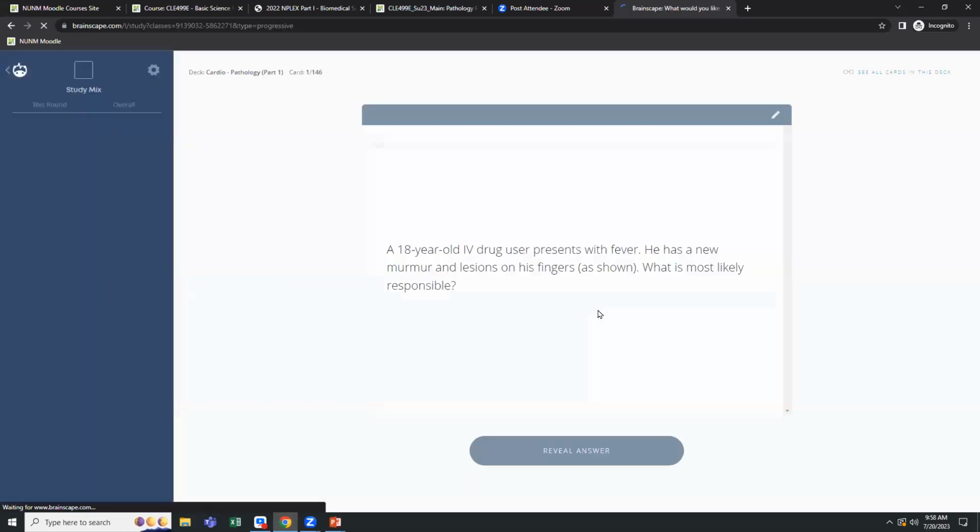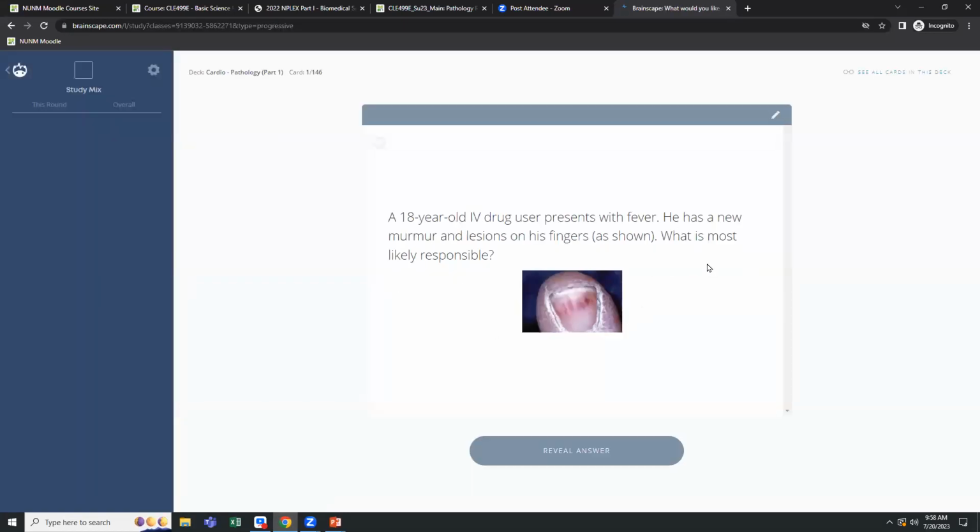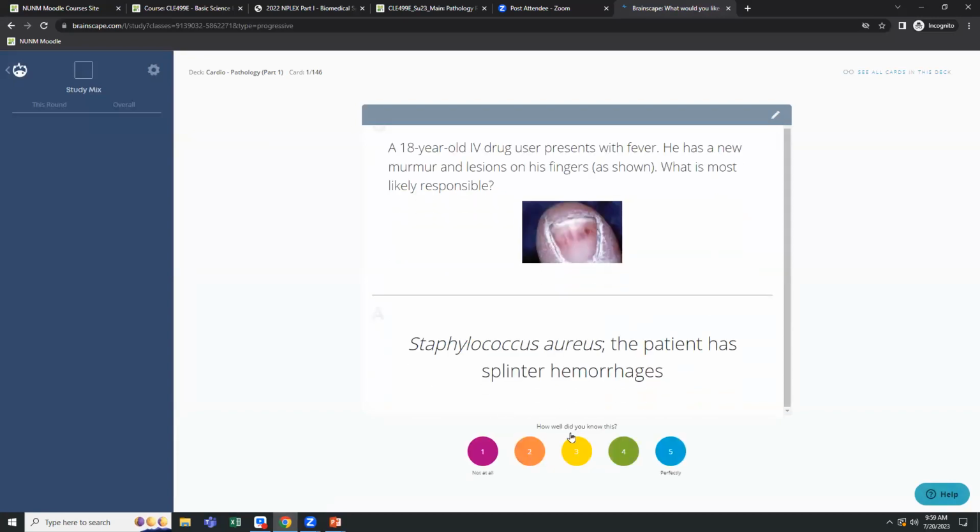And why I like the flashcards is they will actually give you little case vignettes sometimes. So like, 18-year-old IV drug user presents with fever, new murmur and lesions on his finger as shown. What is most likely responsible? And then you can reveal the answer and it says, oh, this is splinter hemorrhages likely associated with Staph aureus. And then the condition we could look into, okay, well, what condition has splinter hemorrhages? Do we know? Infective endocarditis. Absolutely.